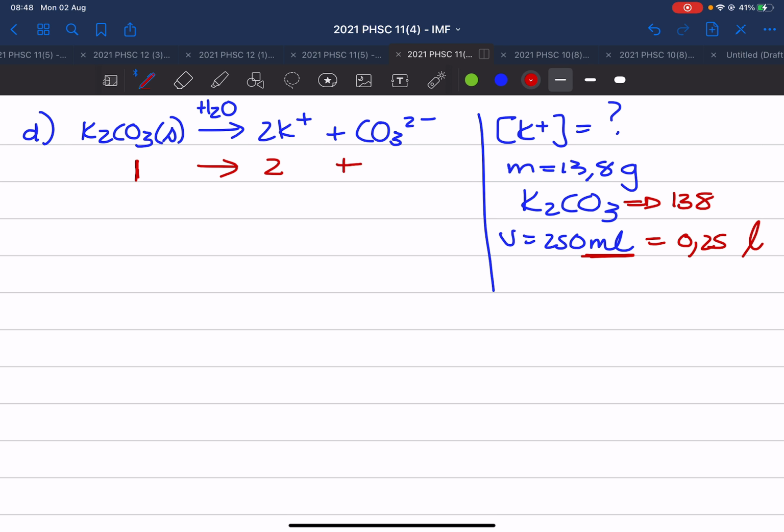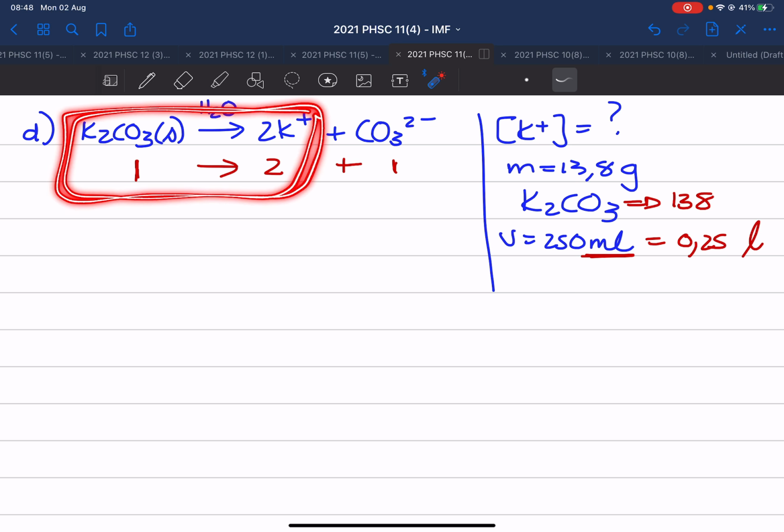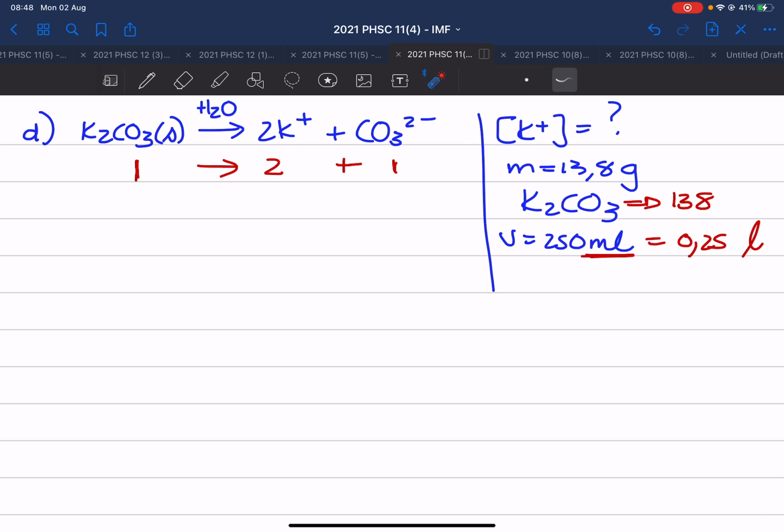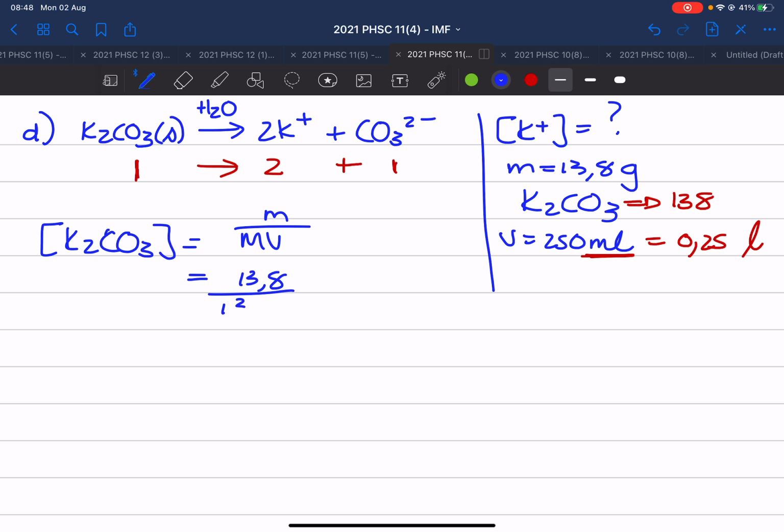Yes, it also gives me 1 carbonate ion, but I'm worried about the ratio between these two because that was the question. Okay, so I know if I get the concentration of this one, I can just multiply it by 2 to get that one's concentration. So I'm going to do 2 calculations. First, the concentration of potassium carbonate. It will be mass over molar mass times volume. So that's 13.8 over 138 times 0.25.